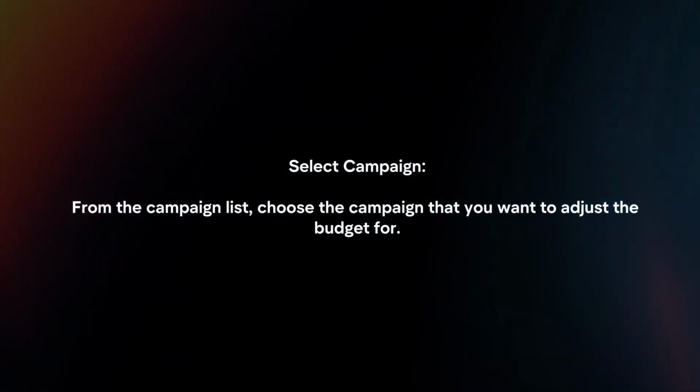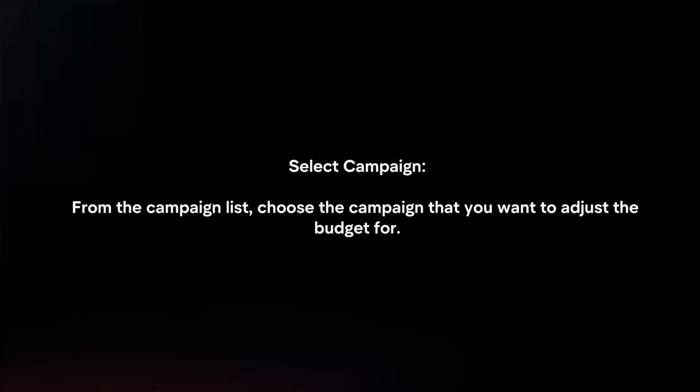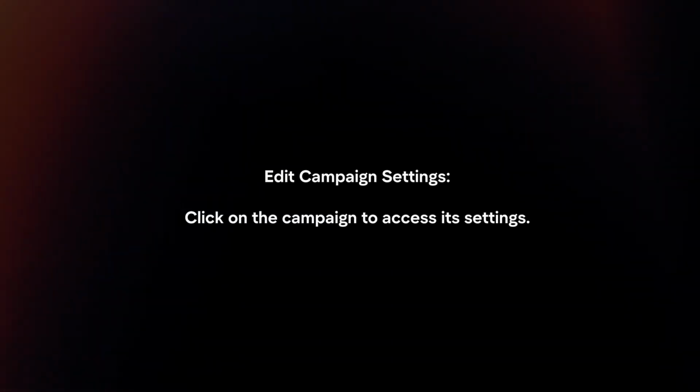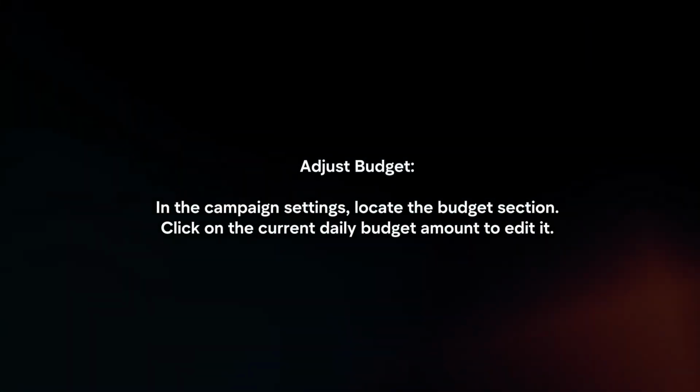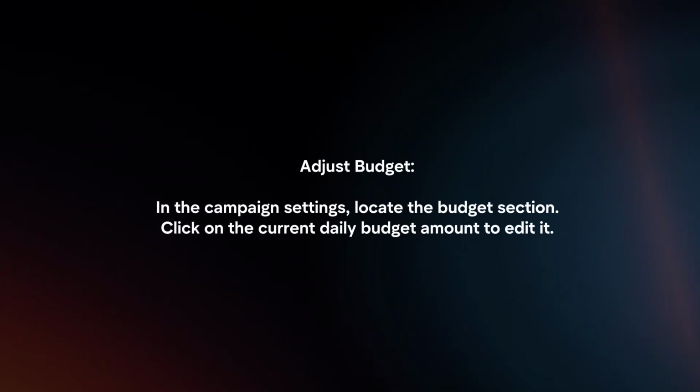Select Campaign. From the campaign list, choose the campaign that you want to adjust the budget for. Edit campaign settings. Click on the campaign to access its settings. Adjust budget. In the campaign settings, locate the budget section. Click on the current daily budget amount to edit it.